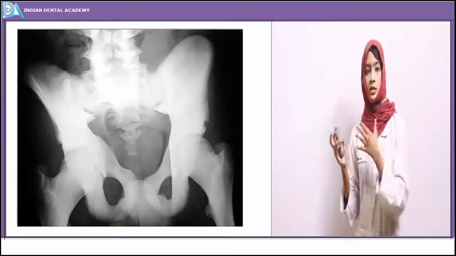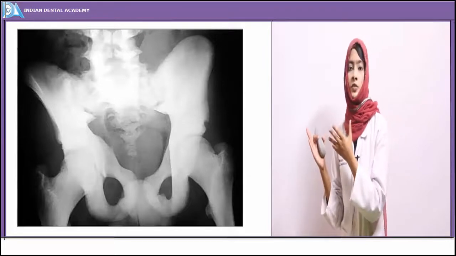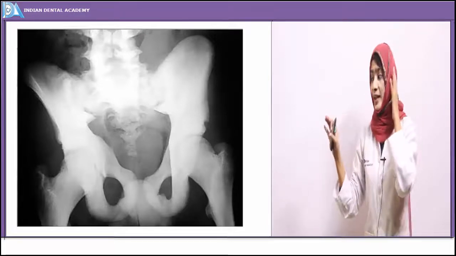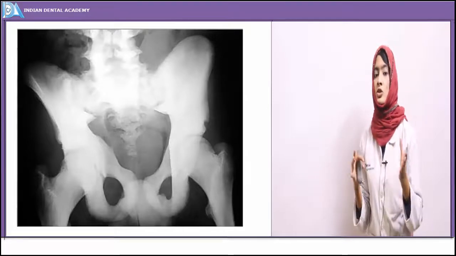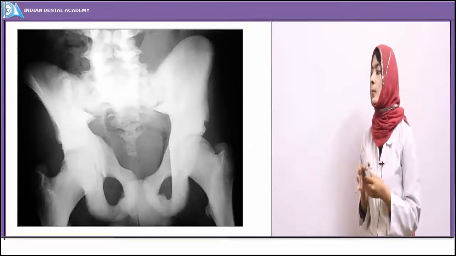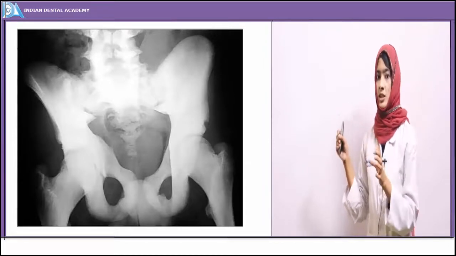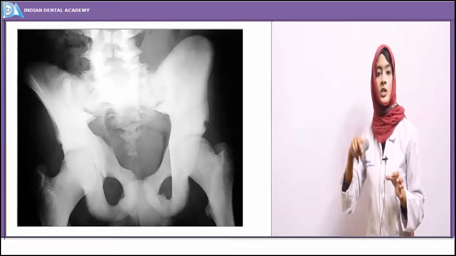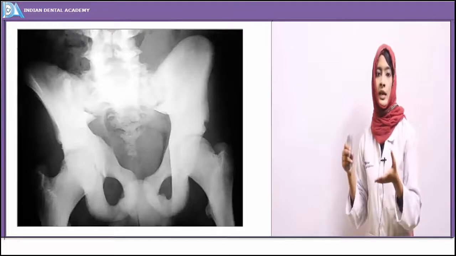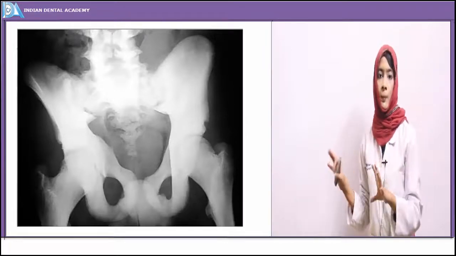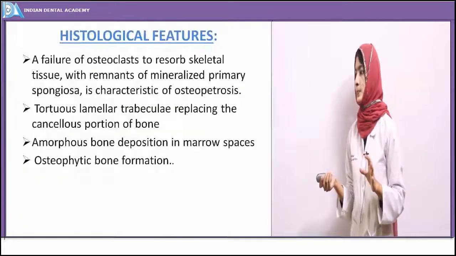Here in this radiograph, this is the radiograph of the pelvis region. You can see radiopaque regions, showing the increased bone mass. Normally in the pelvic region the borders should be more radiopaque than the inside, but here you can see extreme radiopaque regions.